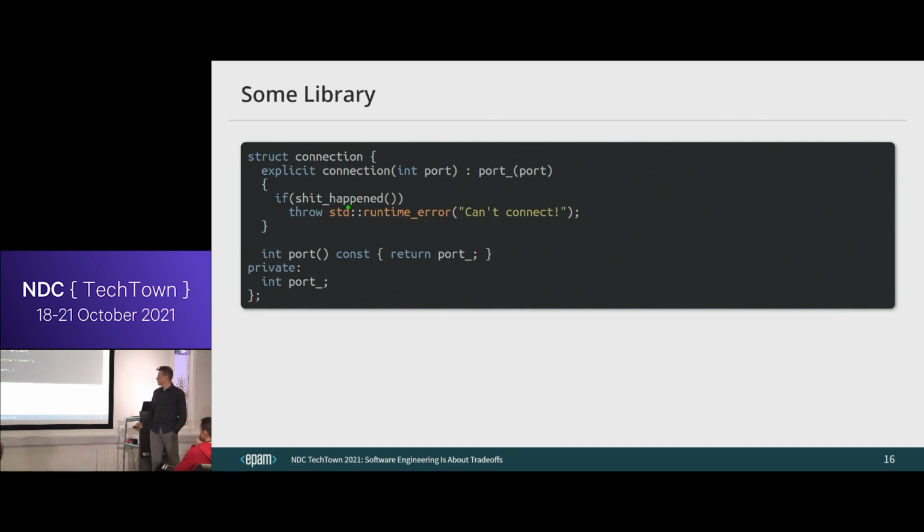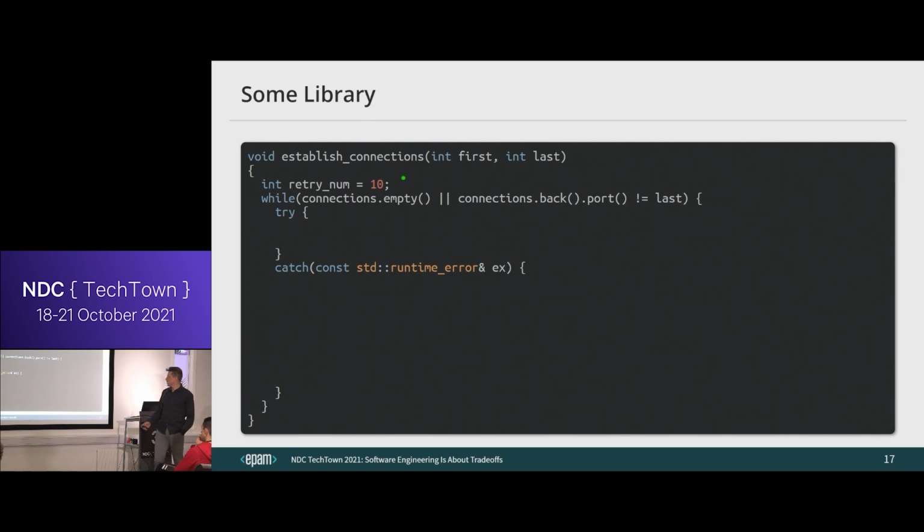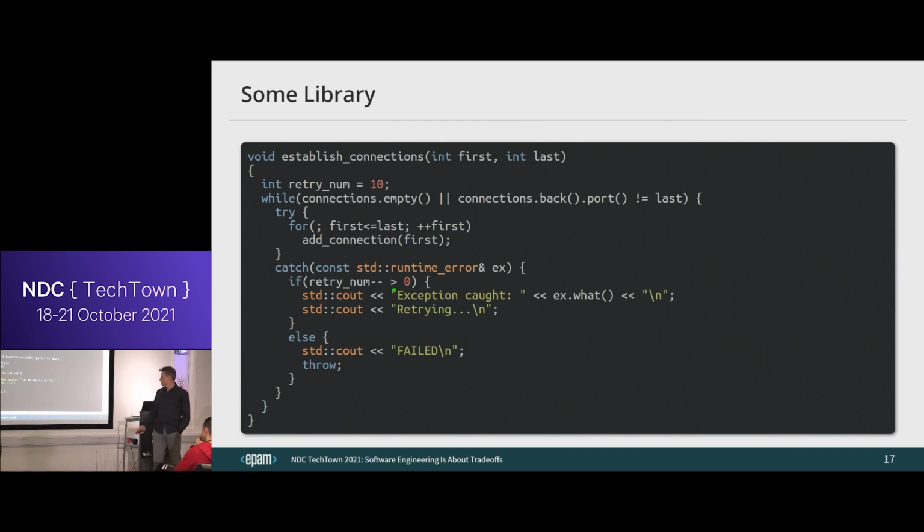Nothing fancy here, it's just that the construction may not succeed. We have a vector of connections, and you have the establish connection function that takes the first port and the last port, so the range of the ports to set up. We're having a retry counter set to 10, and you are checking if connections is empty, so we actually didn't do anything yet, or we failed to set up the first one, or basically the last one in our connections is different from the last, so we didn't finish the process. We are trying to add a new connection. As you've seen, it basically may fail during construction, right? And we have some retry number, so we can retry in a while loop, right? Alternatively, when the counter is down, we are saying that we failed, and we are throwing the exception out of this, for further processing by outer means.